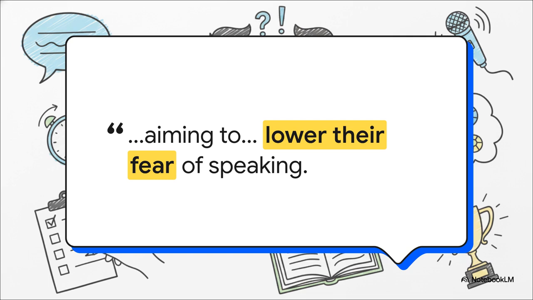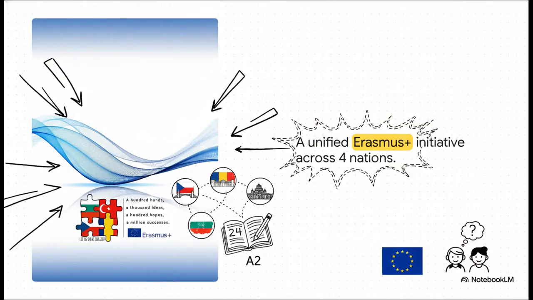Because think about it, when students know exactly what format is coming, their anxiety drops and their true, genuine language skills can actually take center stage. This whole thing was a unified Erasmus Plus initiative. It brought together this incredibly dedicated group of teachers from 4 nations: the Czech Republic, Romania, Turkey, and Bulgaria, and they worked together to create 24 unified A2 tests.